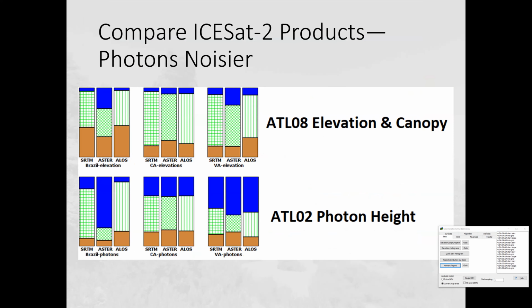So if we compare the two ICESat-2 products for the 3 areas we looked at and the 3 areas here, you'll notice, I think, that we've got a lot of air shots, a lot of ground shots, and maybe ALOS is better than the others, but I'm not sure that's worth it. And the photon data is definitely noisier. For the ATL-08, they have done some processing and gotten rid of the worst of the data.